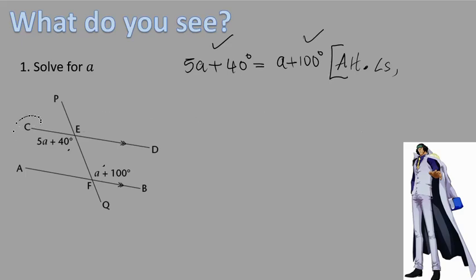So we have the line CD. Remember, you call the whole line. You don't just say CE. I want you to give me the whole line. So we have CD is parallel to this whole line also, AB.